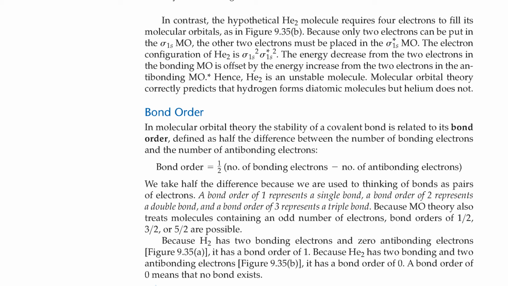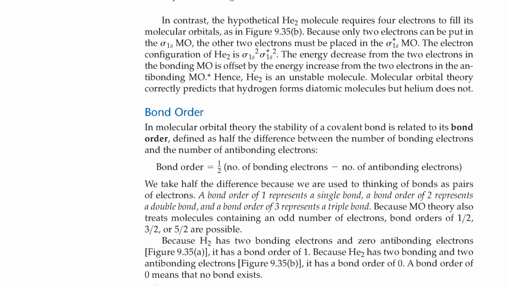Bond order. In molecular orbital theory, the stability of a covalent bond is related to its bond order, defined as half the difference between the number of bonding electrons and the number of antibonding electrons. We take half the difference because we're used to thinking of bonds in pairs of electrons. A bond order of 1 represents a single bond, a bond order of 2 represents a double bond, and a bond order of 3 represents a triple bond.